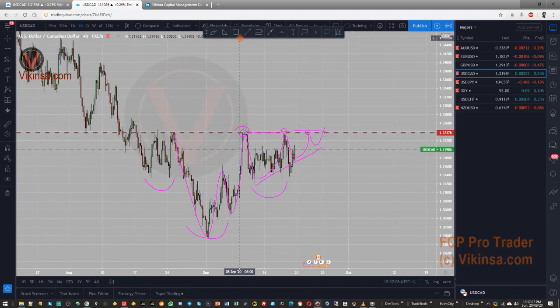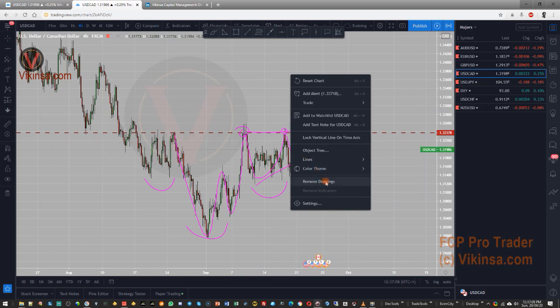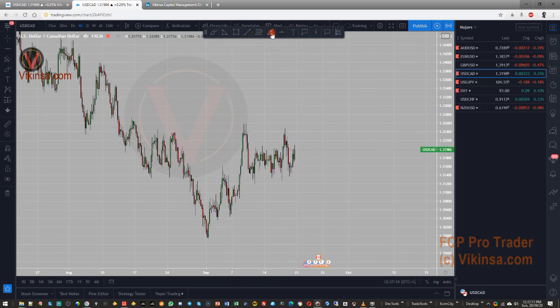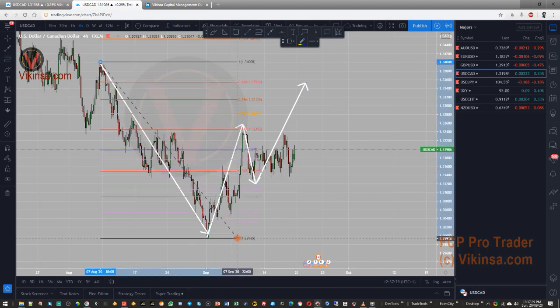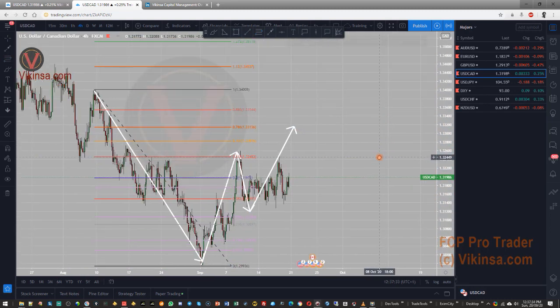Because if you look closely, let me just remove it. If you look closely, if I draw something like this, you will notice that we have a very nice W pattern appearing. So if this midpoint is broken, then we are looking for somewhere around here. So if I draw Fib on it, it is expected to come to this level first, and if that gets broken, then we can go all the way to this level.